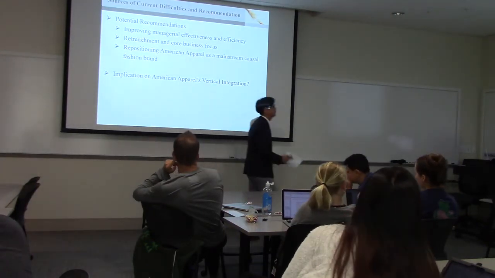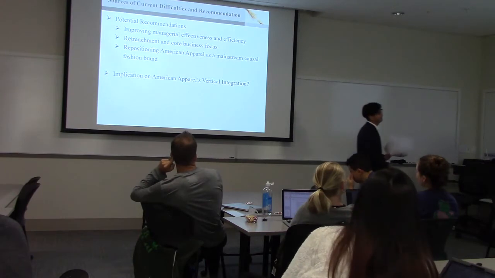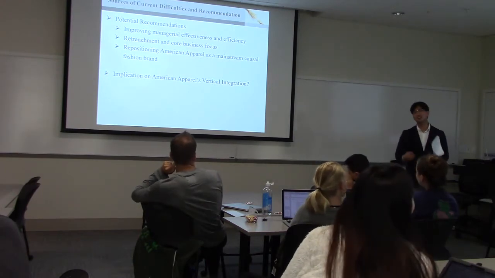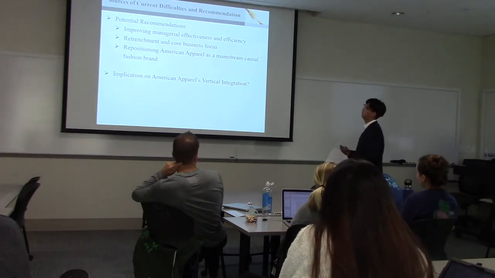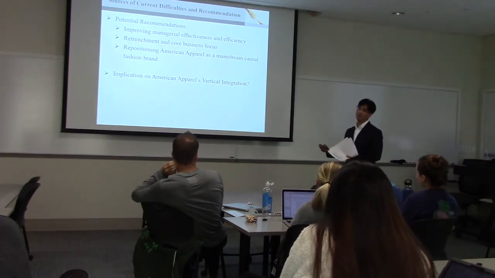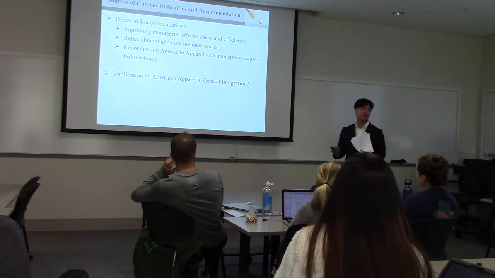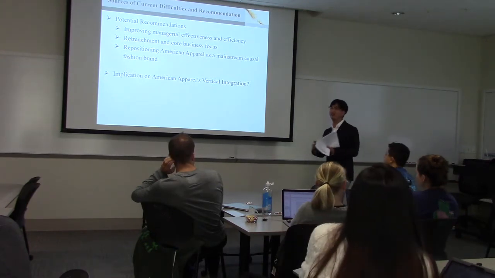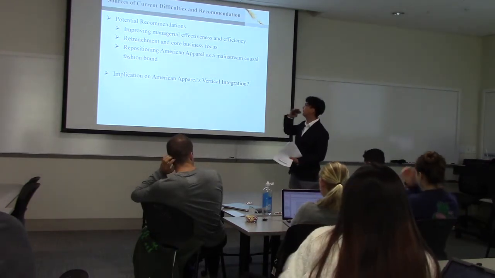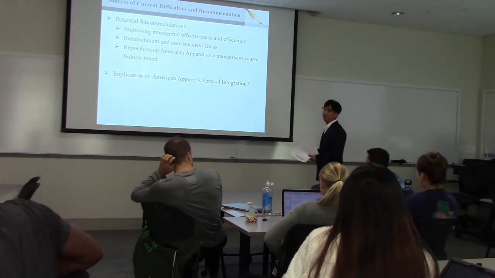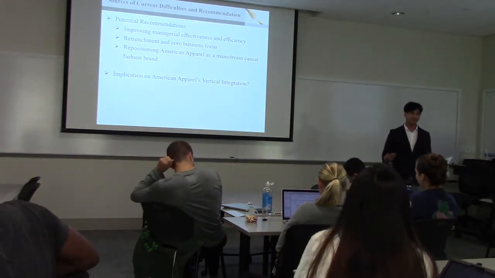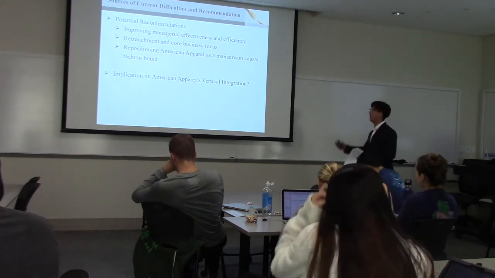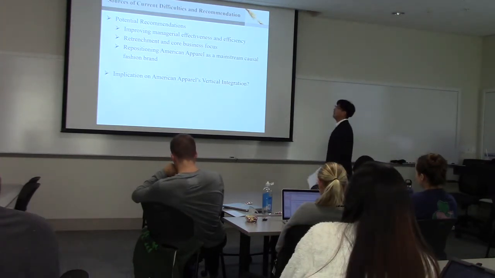So here are my recommendations. You can improve the managerial effectiveness and efficiency, right? Given that American Apparel's design, branding and appeal to customers are still there, it means that something is not going well in the activities in the value chain. So you want to focus and tighten the coordination of different stages of activities, maybe design it differently or market it a little differently, to make it more effective and efficient.